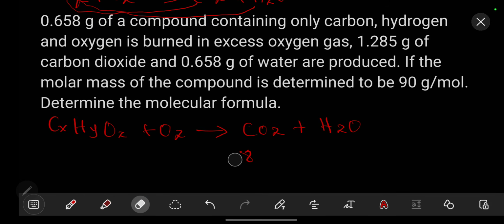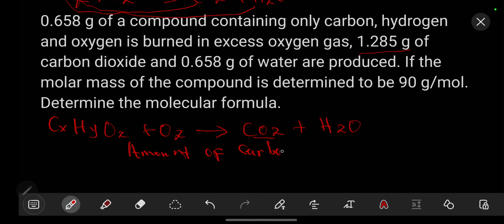So from here, what do we have? We have been told that 1.285 grams of carbon dioxide was formed. So this is what we are going to do, to determine the amount of carbon present in this compound, so we can say amount of carbon.